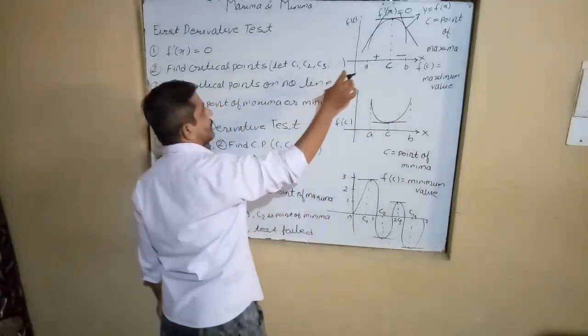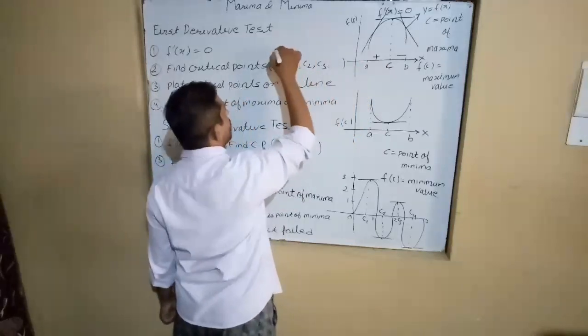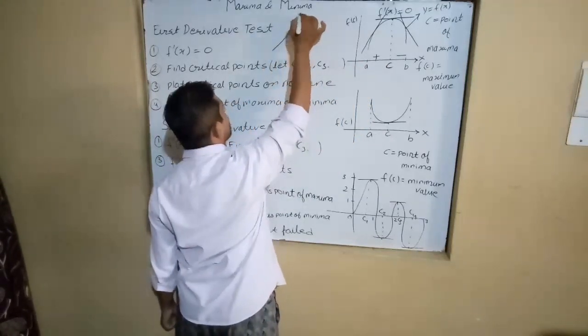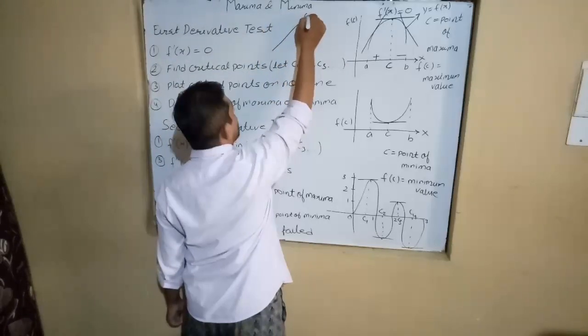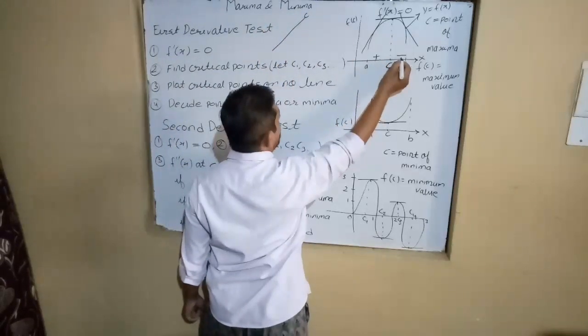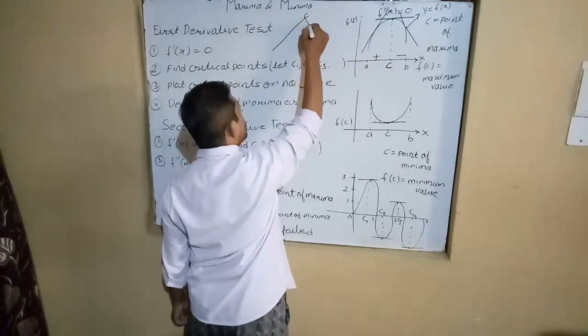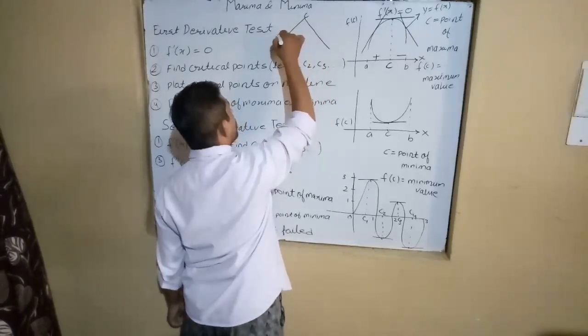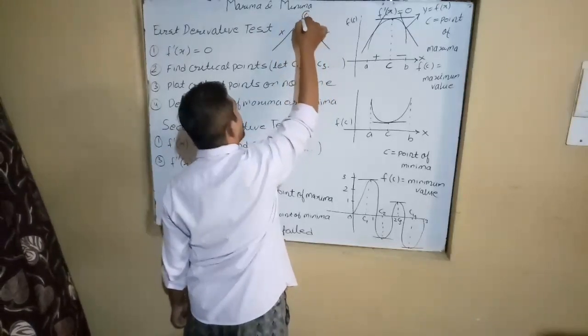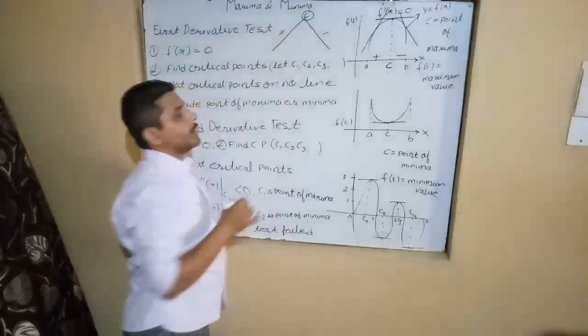We can understand this also like this: before C it is positive, which means the graph is increasing, and after C the graph is what? Decreasing.